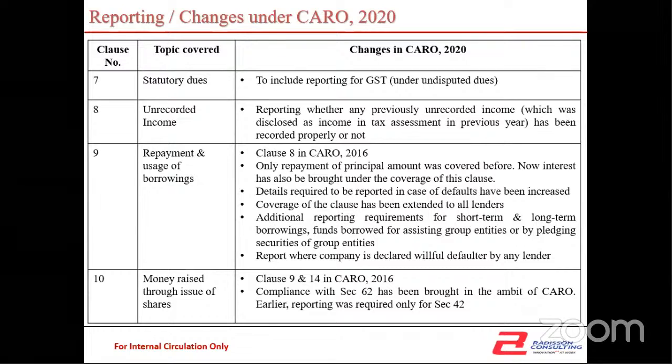Reporting whether any previously unrecorded income, which was disclosed as income in tax assessment in the previous year, has been recorded properly or not. So it may happen that when the books of accounts are being closed, a particular income may not be taken into consideration in the books of accounts when the financials are signed. Normally, income tax returns are filed after the financials are signed. So whenever the income tax return is filed, the company may add some more income in the income tax return. It may surrender, it may disclose it on its own, or there may be an assessment by the assessing officers, and they may come up with new additions to income.